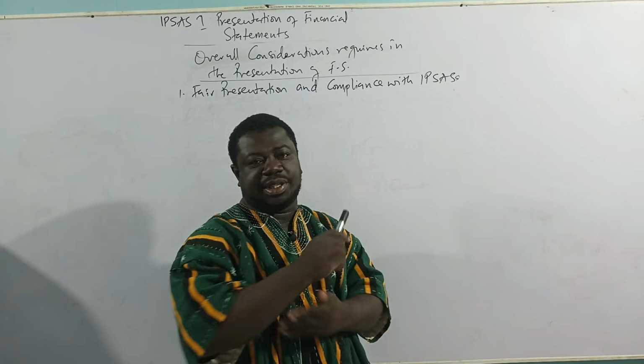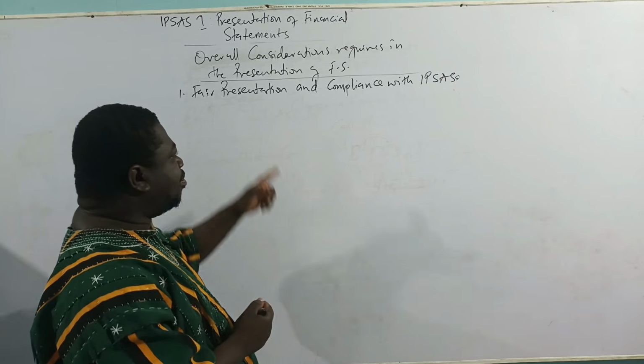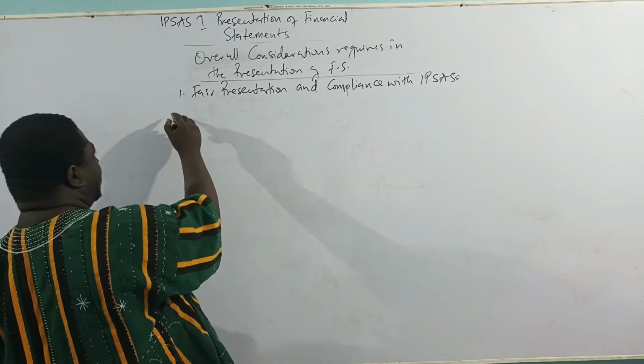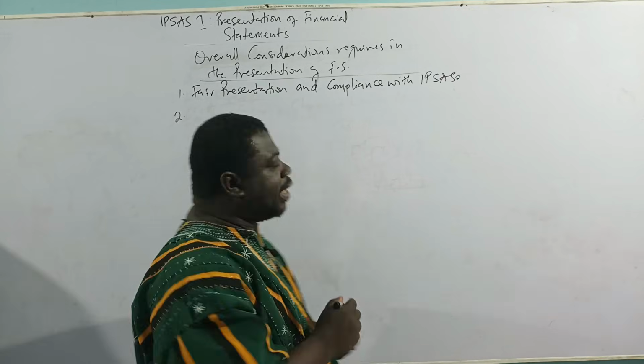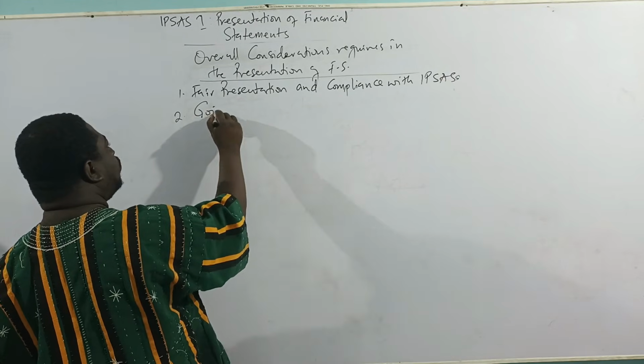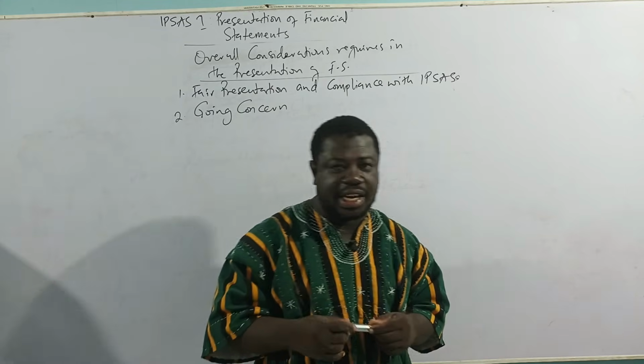We have so many IPSAS which we have done in the overview. Make sure that every part of your financial statement is in compliance with the IPSAS and the presentation is fair. That's the first consideration. The second one is going concern. We know of going concern from financial reporting and financial accounting.